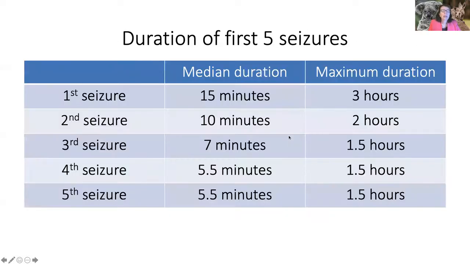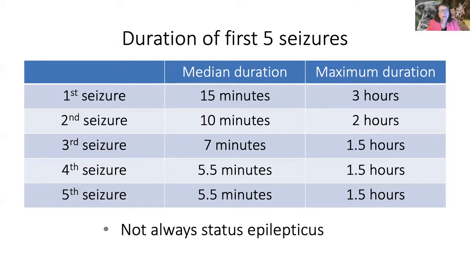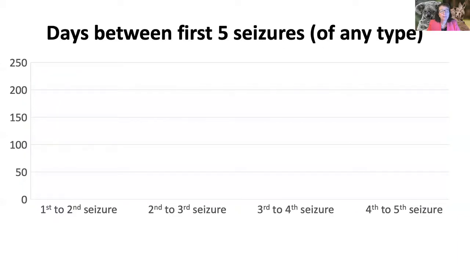Looking at that data in a slightly different way, the median duration of the first seizure in Dravet syndrome is 15 minutes, but the maximum duration in our cohort was 3 hours. And the median duration of the fifth seizure was only 5.5 minutes, with the maximum 1.5 hours. So I think one has to have a very broad understanding of the duration of seizures in children presenting with Dravet syndrome, and that they don't all present with status epilepticus.